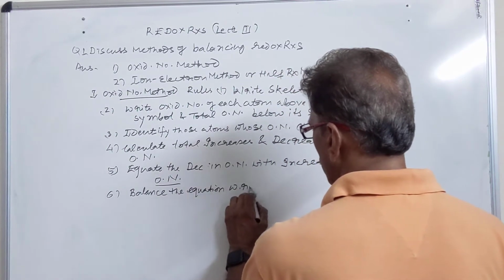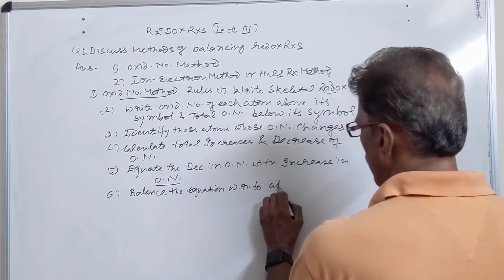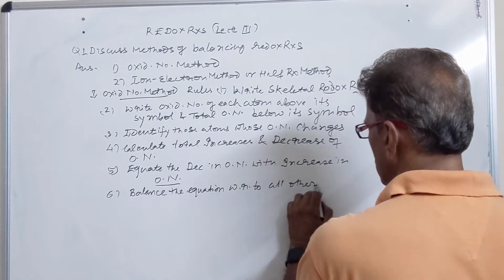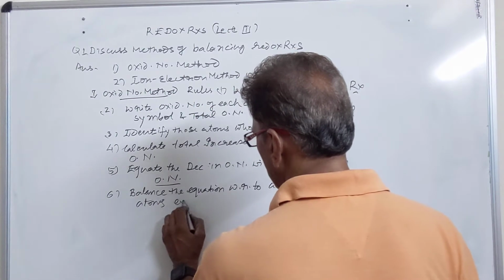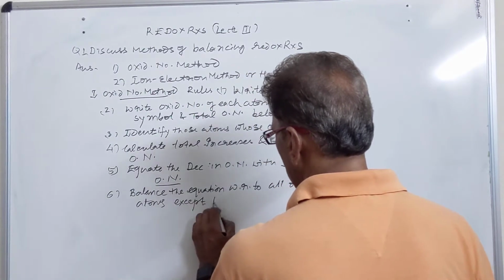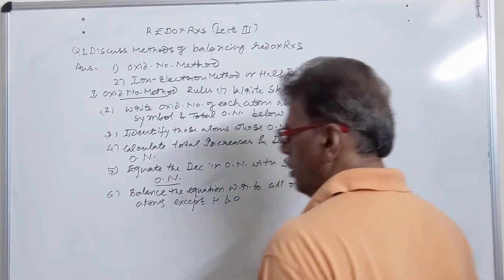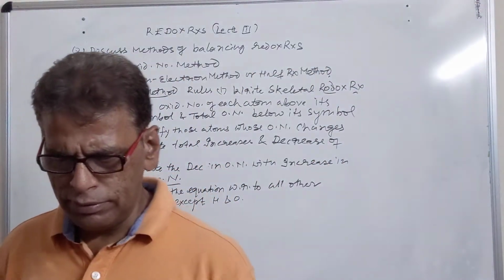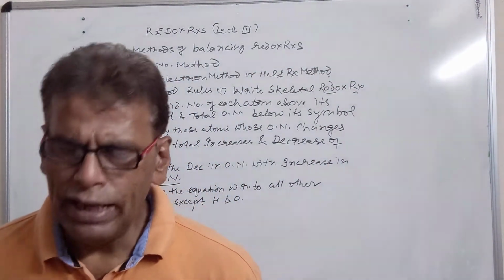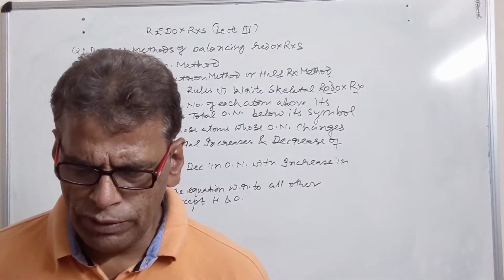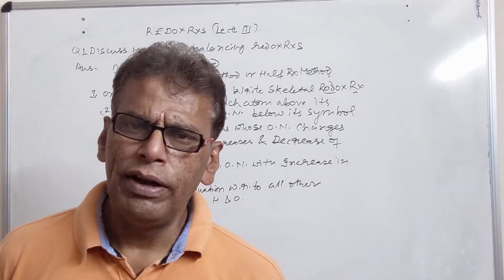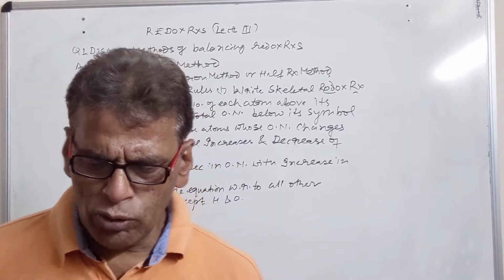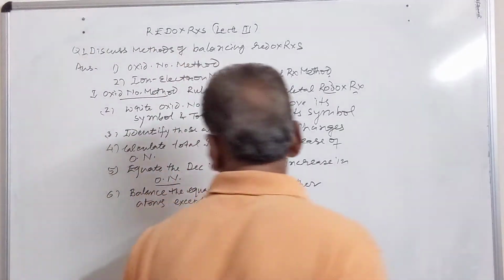With respect to all other atoms except hydrogen and oxygen, they are to be balanced first. Hydrogen and oxygen are to be balanced in the last. Finally, balance hydrogen and oxygen, and for balancing oxygen, add water molecules to the deficient side.